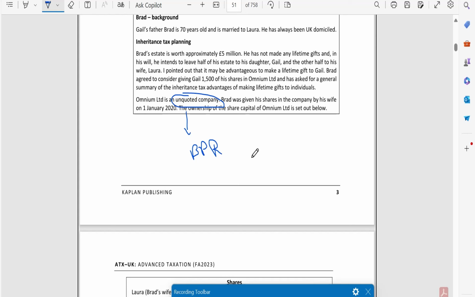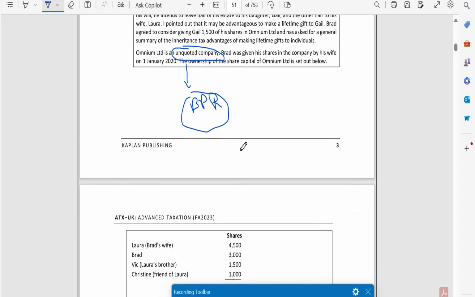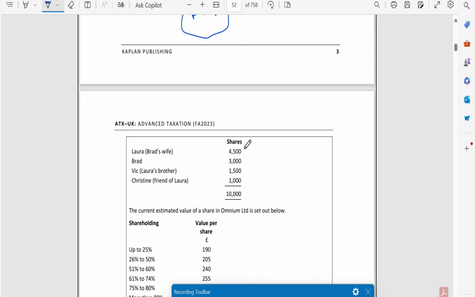And even though the asset has been disposed of, any positive receipts should be invested immediately in another qualifying asset, otherwise BPR will be withdrawn, right? So these are the points that should be kept in mind while you are eligible for the BPR relief. Okay, and so they have given the value percentage of share.